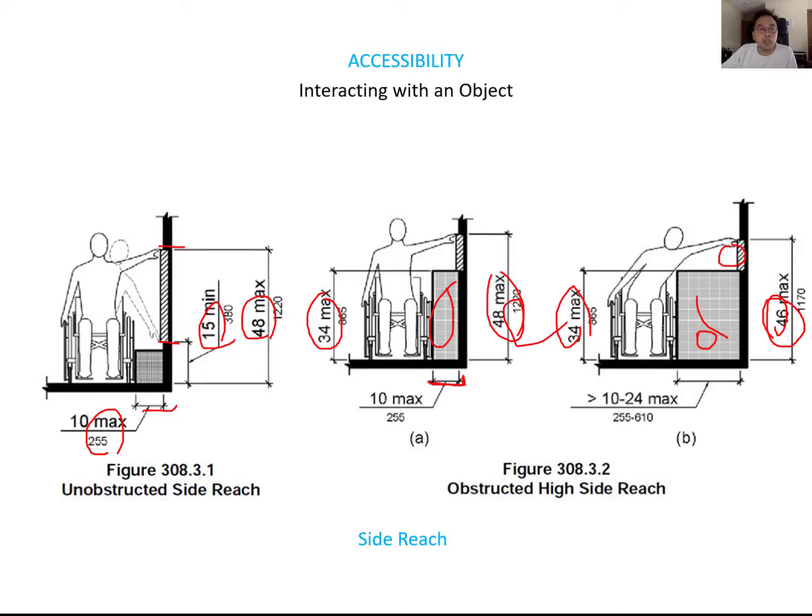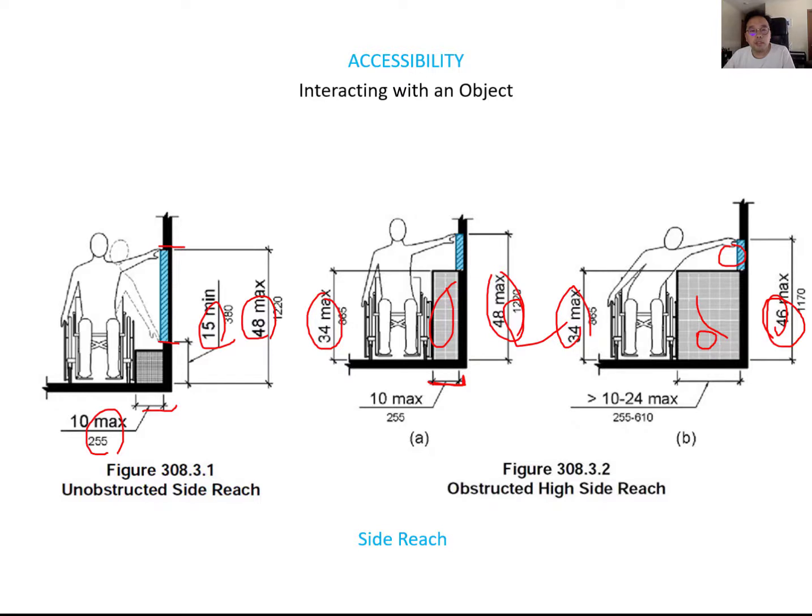I think you don't need to memorize these dimensions, but you also have to understand the concept. And then when you design something considering this reaching area, you should also open this slideshow and apply these dimensions to your design.